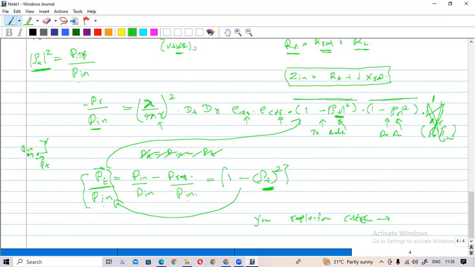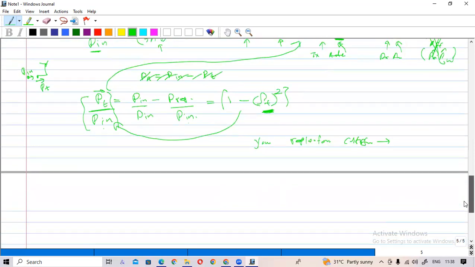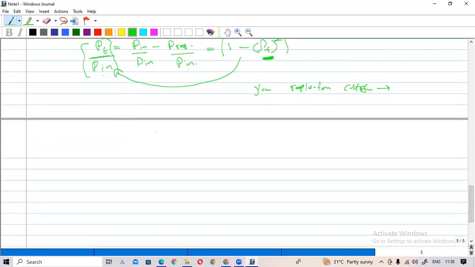Maybe you are given the VSWR, the transmitting antenna VSWR and the receiving antenna VSWR. What is VSWR? VSWR is defined in terms of the reflection coefficient, gamma, actually rho_T, as (1 plus rho_T) divided by (1 minus rho_T).